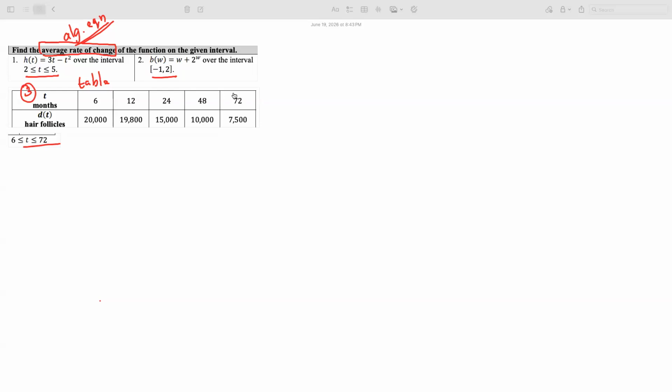Okay, I can tell you the answers, guys. The first one, answer is -4. Second one, the answer is 13 by 6 or 2.166. The third one, answer is -189.39 hair follicles per month. Now let's go ahead and find the rate of change at a particular point.